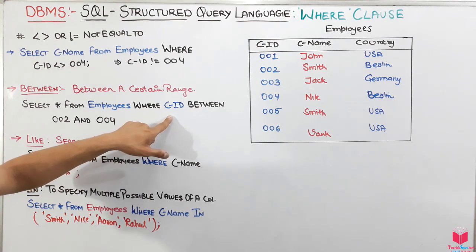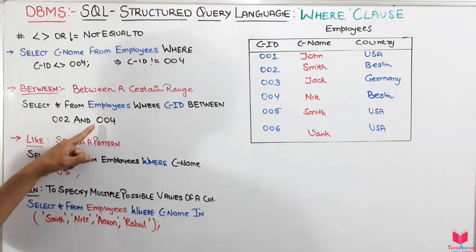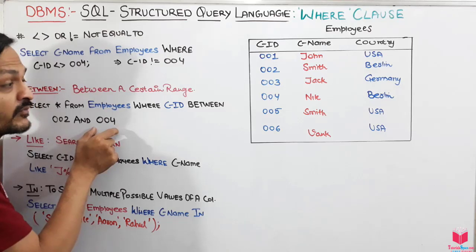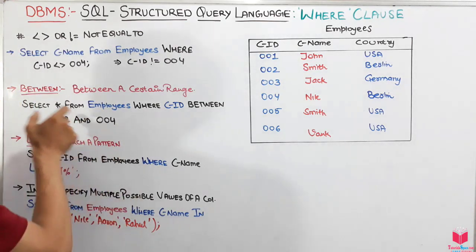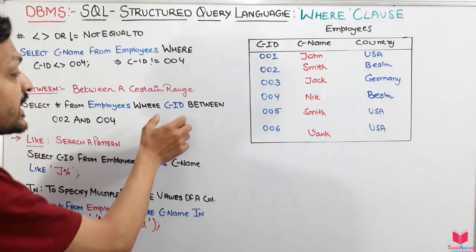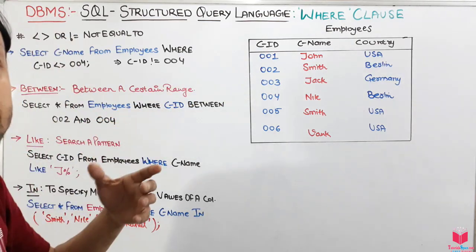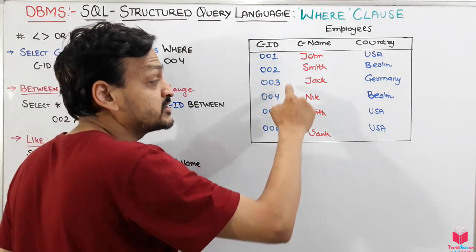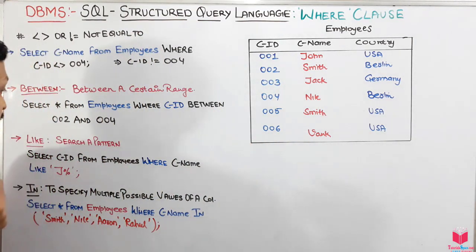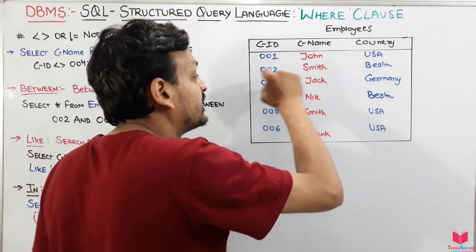We are putting the condition on the CID attribute or column: between 002 and 004. Here we are putting the condition 002 and 004. We have to select all the values from all attributes where CID ranges from 002 to 004. Sometimes we have to include this 002 and 004 also. Sometimes students skip 002 and 004. They just include the value between, that is 003.